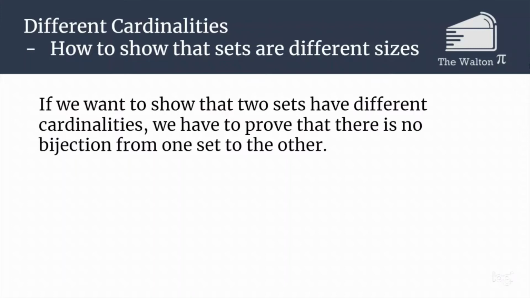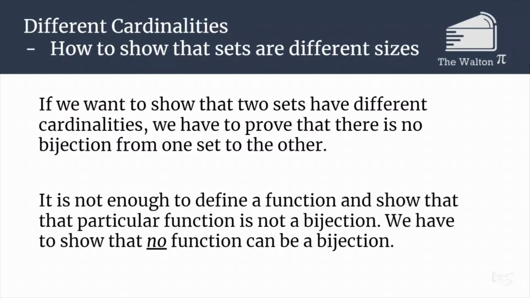Note that this does not say that the function that you chose isn't a bijection. That's not sufficient. We have to show that no function can be a bijection from one set to the other, which is more complicated than just showing that one specific function is not a bijection. Let's go through one example to show how we can demonstrate that two infinite sets would have different cardinalities.